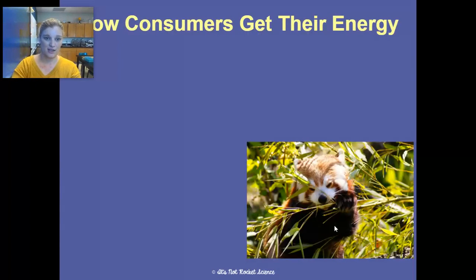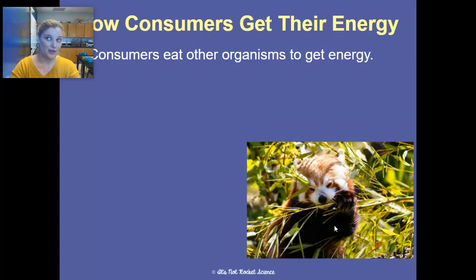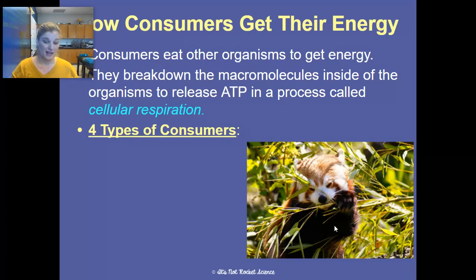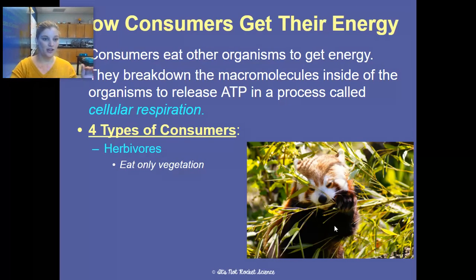Now, how consumers get their energy is we eat other things. So we break down the macromolecules inside the organisms. And when we break down those macromolecules, that gives us energy to release ATP in a process called cellular respiration, which we will get to. And we have 4 different types. The first is an herbivore, and they eat only vegetation or only plants.